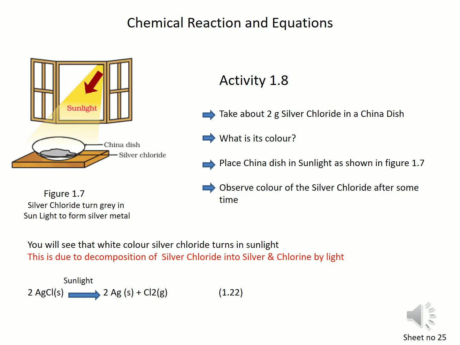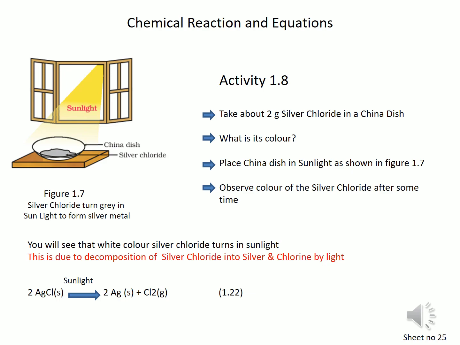Place the china dish in the sunlight as shown in the figure. See, we have to expose this silver chloride to sunlight. Then only the reaction can take place. Observe the color of silver chloride after some time. See, this is exactly the experiment we are doing. You can see the white color of silver chloride turns gray in sunlight. This is due to decomposition of silver chloride into silver and chlorine by light.